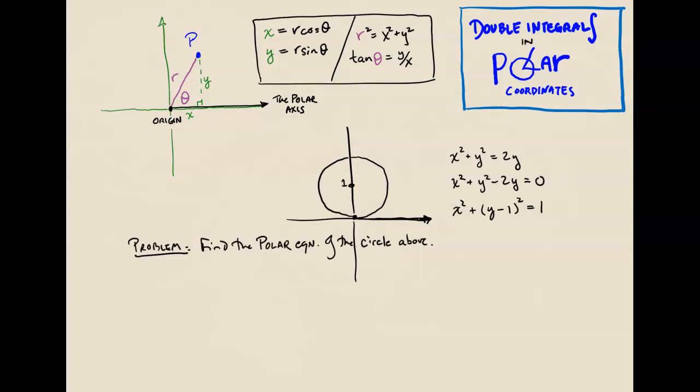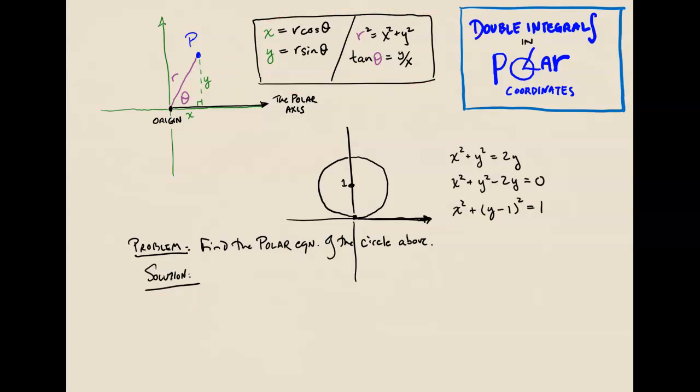Okay, well, let's consider this problem. We want to find the polar equation of that circle. Unlike the last one, where the circle was centered at the origin and I could just look at it and say it's going to be r equals 1, this one will take a little bit of work, but not much thanks to our translation equations.